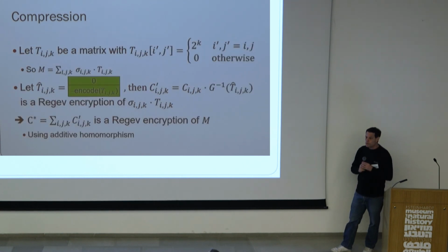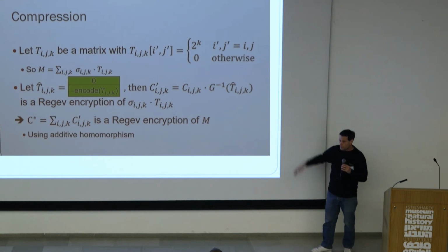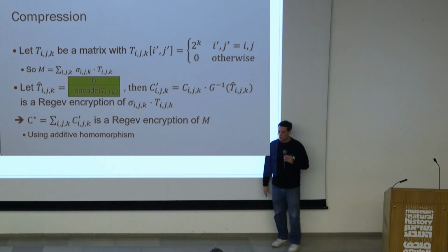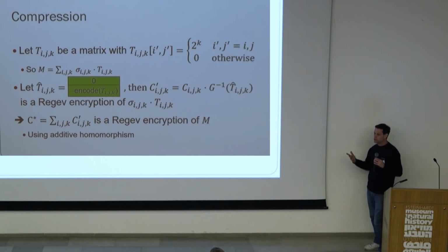Then, what you do is you look at all these singleton matrices that have only the kth bit of the ijth entry as 1 and everything else 0. Use the observations from before. You multiply each one of them by the encryption of the sigma ijk's that we have. You get an encryption of that matrix. And then Regev encryption is additively homomorphic, so you add them all up. And that's it. So it's really very easy to take many GSW encryptions and pack them all together in a single matrix.